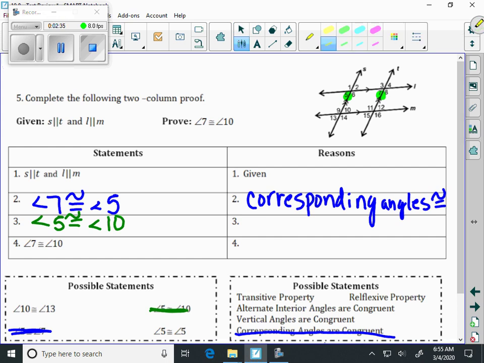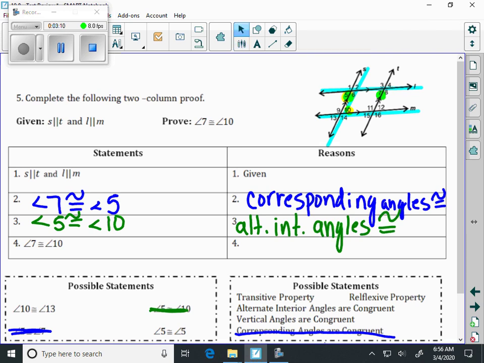And what we've got is, here's 5, and then here's 10. And really what we have is two parallel lines cut by a transversal, and what happens is angle 5 and angle 10 are on opposite sides as well as in between parallel lines. So what we can say is that these are alternate interior angles, and alternate interior angles are congruent.